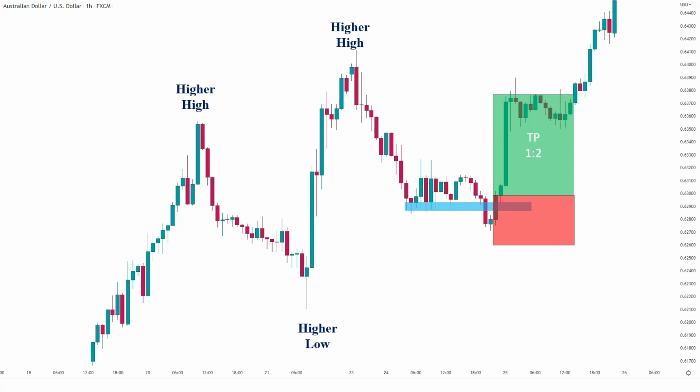For the first TP we can close half of our position when price reaches our 1 to 2 target, and for the second, we can trail our profit. So overall we expect that the possibility of reaching this point is more than reversing the whole major trend.